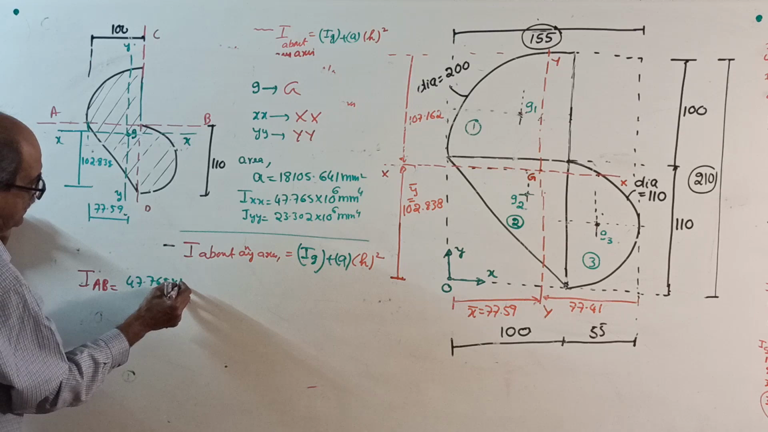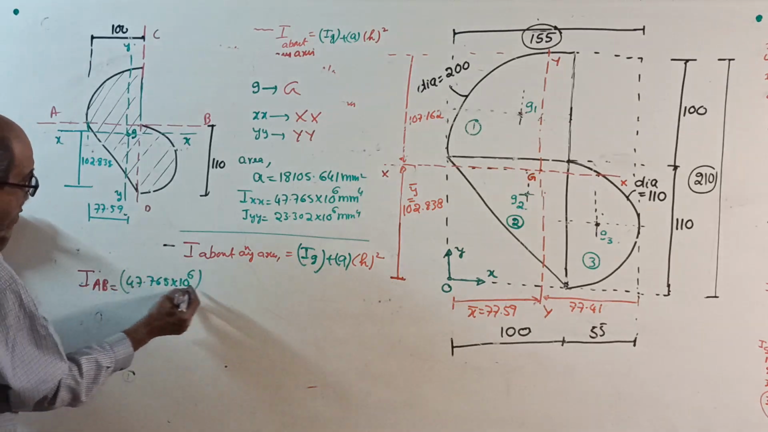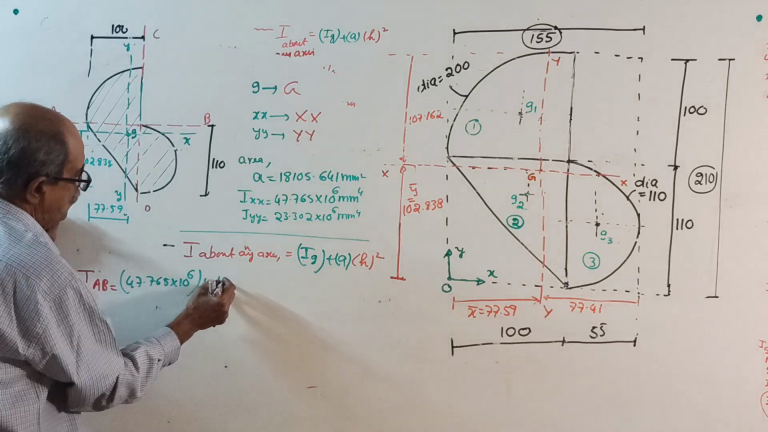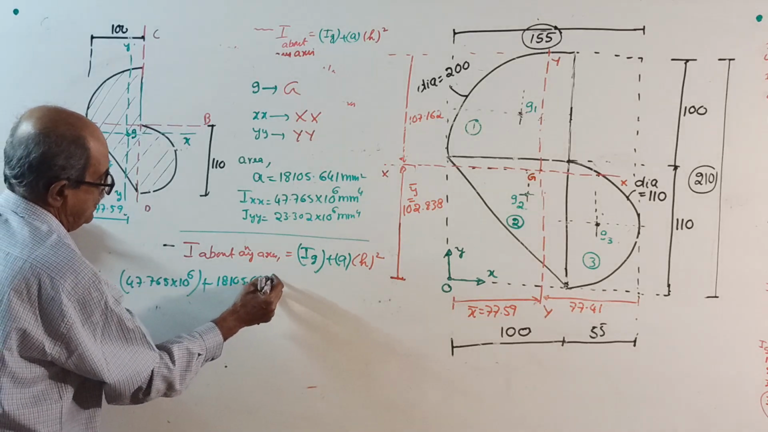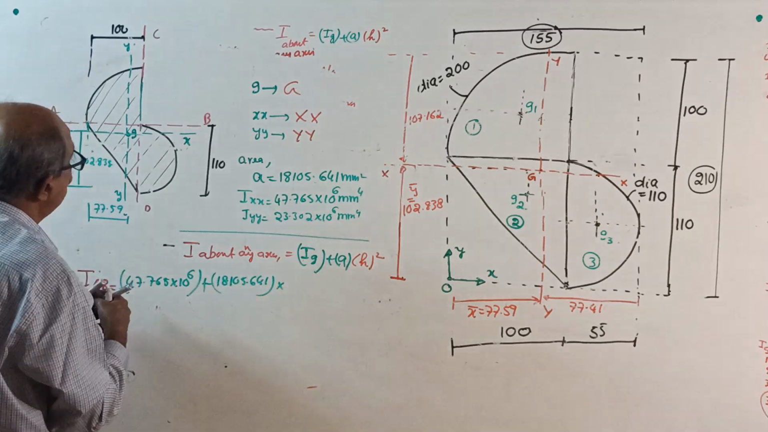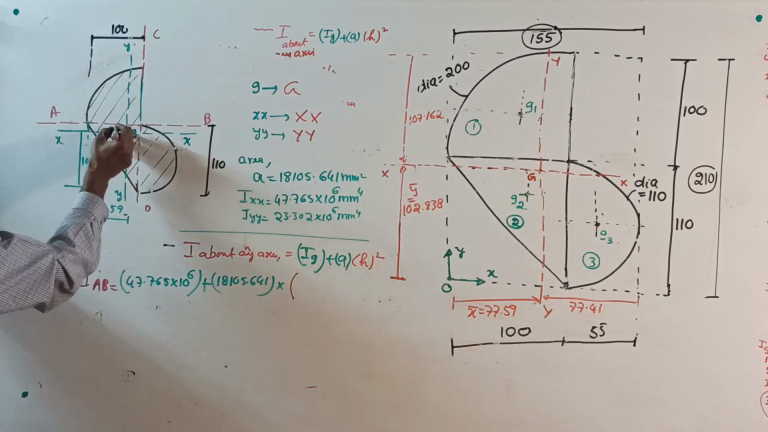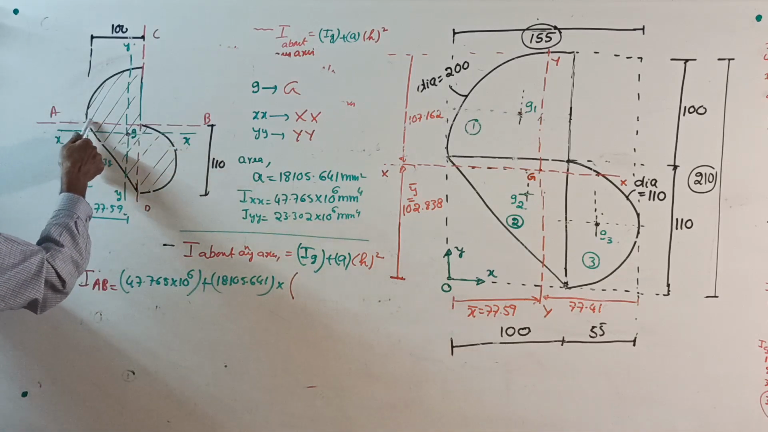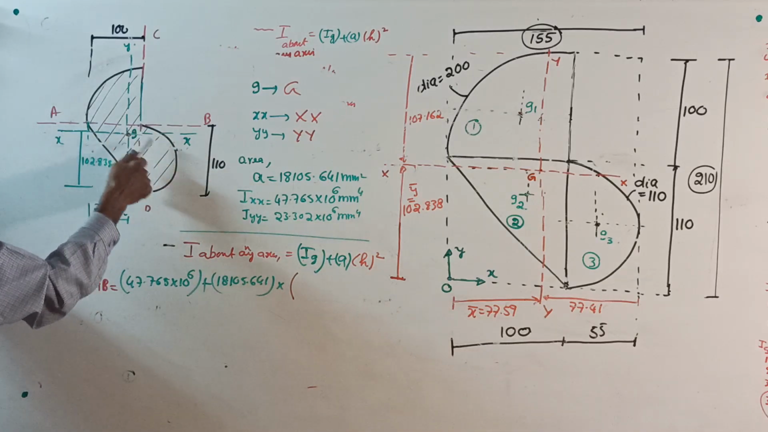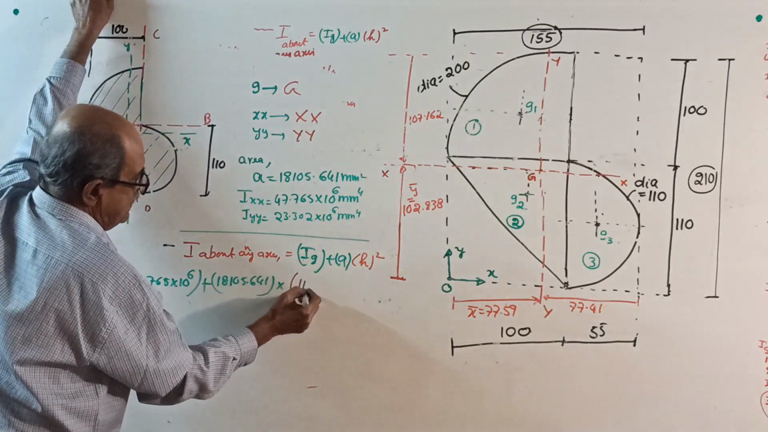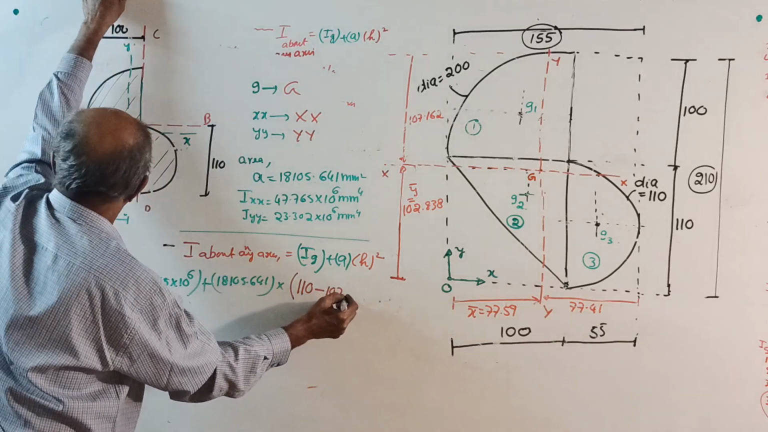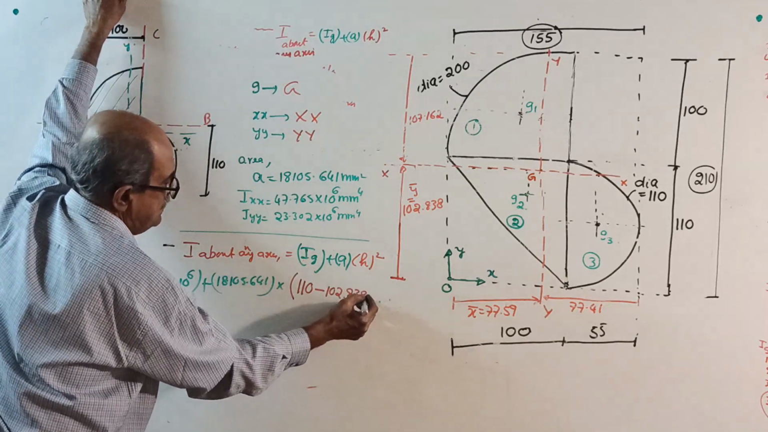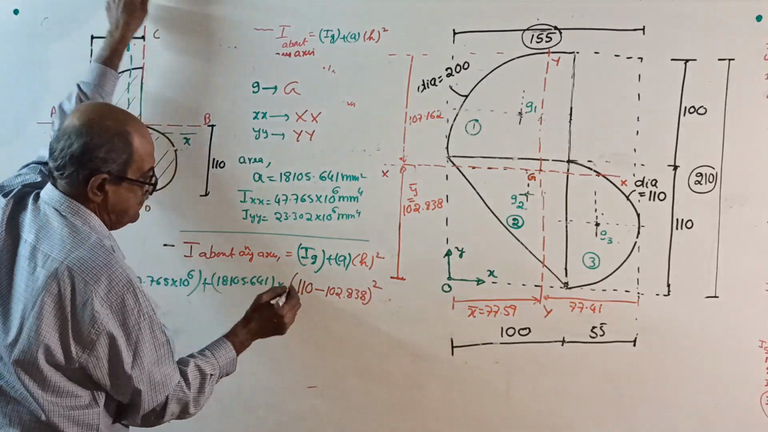47.765 10 to the power 6 is the IG. Full area 18105.641 is the area, into the distance from centroid to AB. This distance square is 110 minus 102.838 whole square. Get the answer.